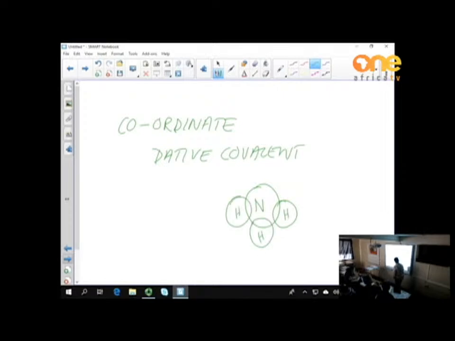If I draw in the electrons, hydrogen has got 1, which it shares. Nitrogen has got 1, 2, 3, 4, 5. Now this thing is NH3, but we can also get something with the formula NH4, the ammonium ion. How does this form?